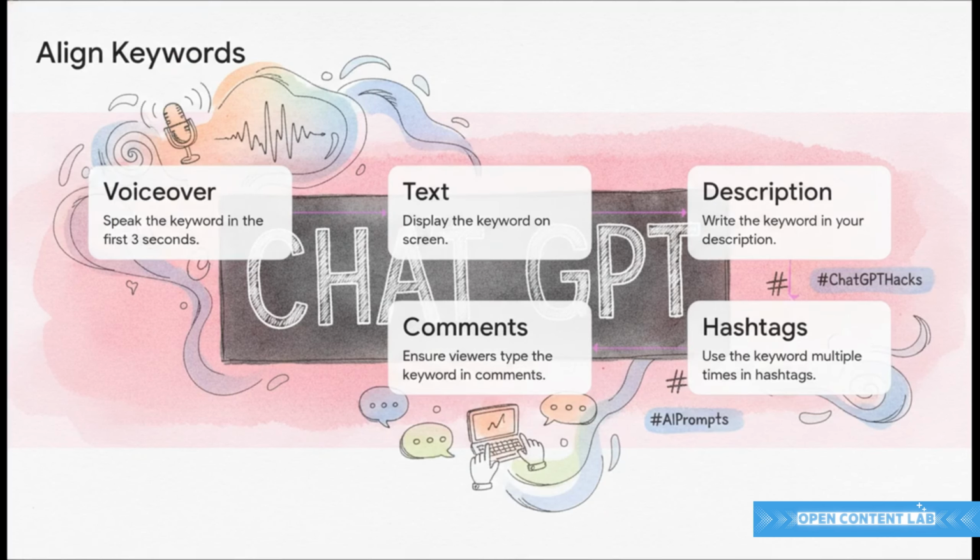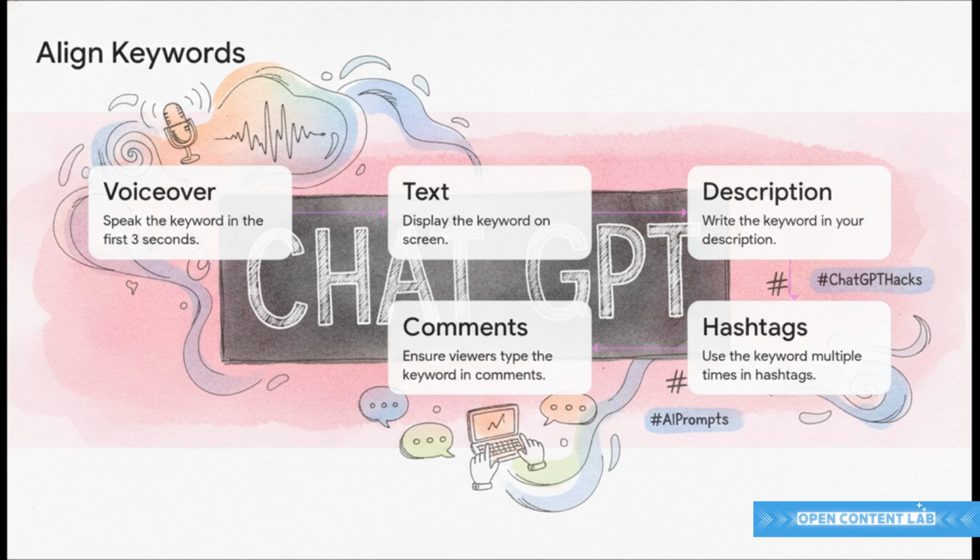Which brings us to step 5, the perfect post formula. Listen closely, because keyword alignment is the absolute core algorithmic requirement to become eligible for virality. It's non-negotiable. All 5 of these elements must uniformly lock into the exact same search keyword to create a perfect post. For example, if your keyword is ChatGPT, you have to physically say it in the first 3 seconds of your voiceover. You also need to have it written as text natively on the screen.